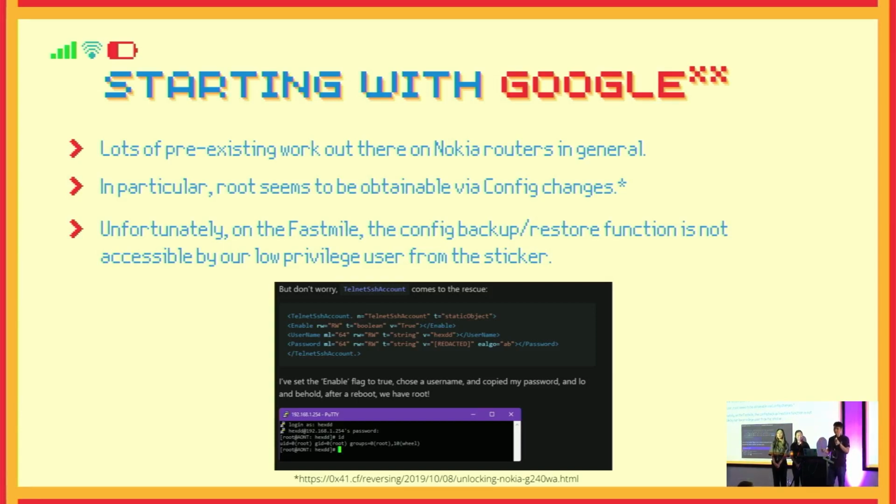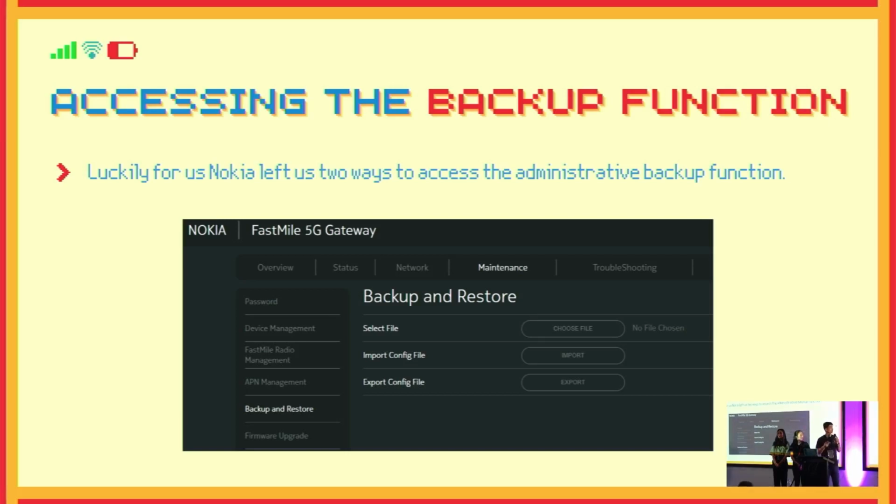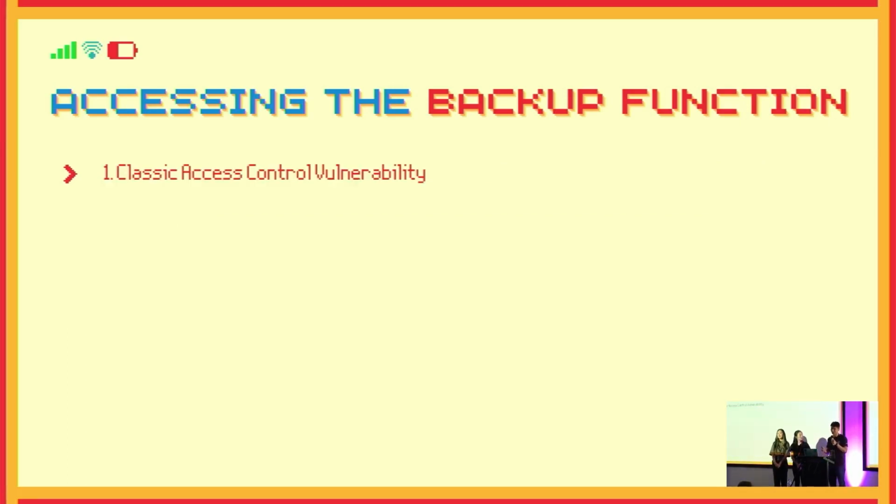So with that in mind, our first goal was to get access to the backup function. Luckily for us, Nokia did leave us 2 ways. I found 2 ways to get access to the function, and as a result, we got our first flag. Yeah, woo, local privesc, cool. So the first way was a classic access control vulnerability. Basically, the authorization checks were only done in the front end. This has been assigned a CVE number, and it's already been rolled out to these devices. So if you own one, sorry, I told them about it, they fixed it. So you can't use it anymore, unfortunately.